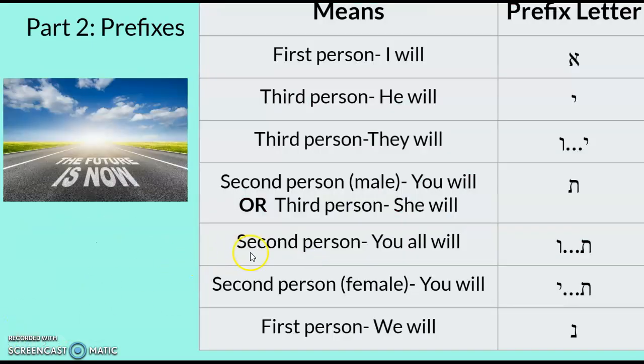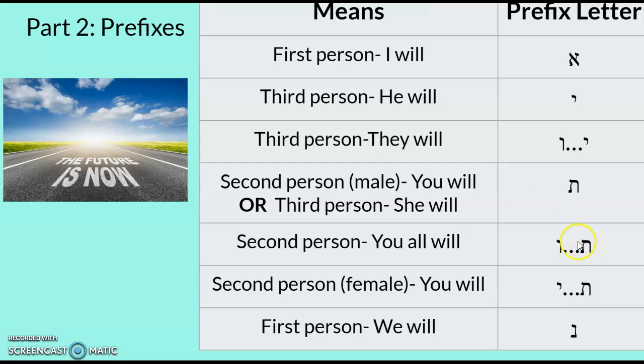The prefixes that you can be using are aleph, which means first person, I will. Yud is third person, which means someone else is doing it. He will. A yud and then a vav at the end, so it's yah, the shoresh, and u, yachlu, would mean they will. The u tells me it is more than one person. Taf at the beginning could mean one of 2 things. It could mean second person, you, for a male, or it can mean third person, she, for a female. Have to use context to figure that out.